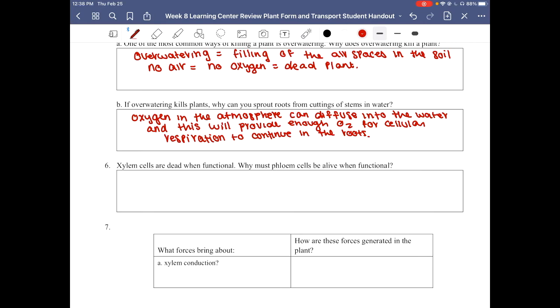Comment says it requires ATP. Yes, perfect answer. Good job. So the phloem cells are going to be loading sugars against the concentration gradient, right? So anytime you do something against the concentration gradient, it's going to take energy. And to do that, they must be able to use ATP, and only live tissues can do that. So therefore, they have to be alive when they're functional.